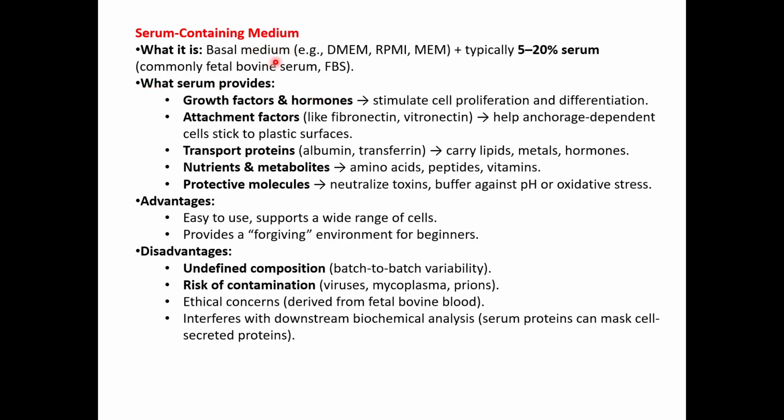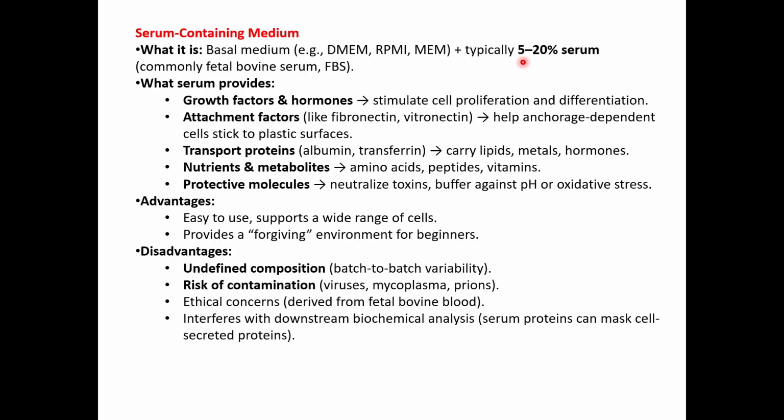So the basal medium like DMEM, RPMI, MEM, etc. are usually supplied without the serum, and serum is externally supplemented to the media before using it. So typically 5 to 20% serum is used depending on what type of cell you're using and what kind of experiments you're doing. So usually a standard maintained for regular proliferation and growth of mammalian cells is 10% FBS.